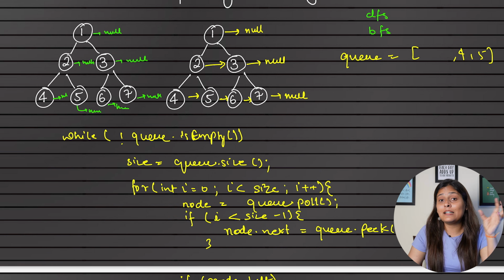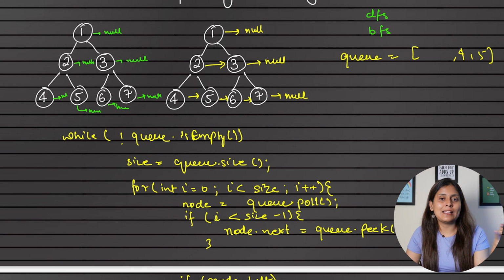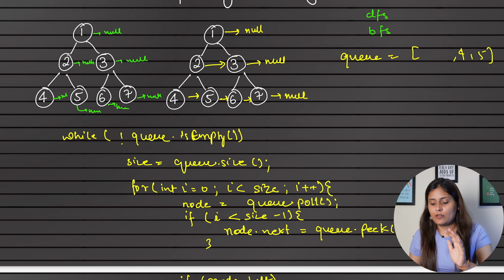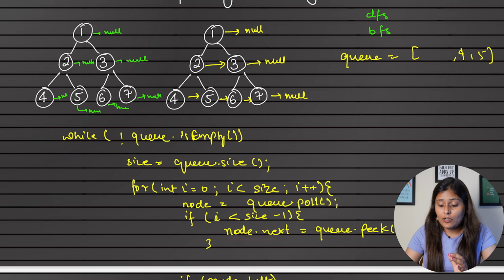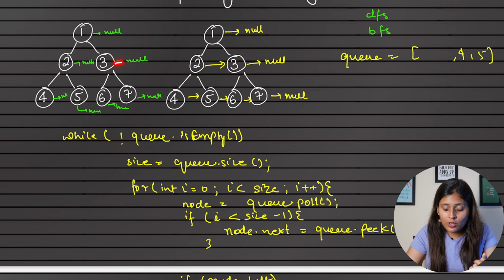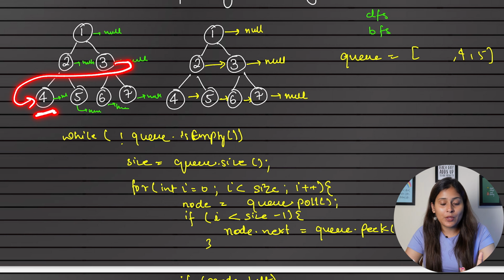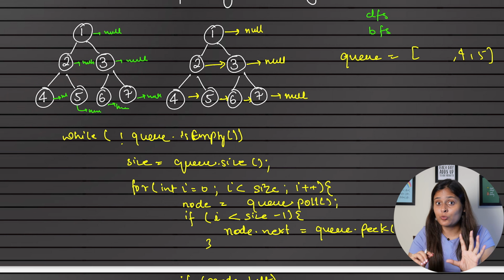No, it means this is the last node present in that level. So we do not need to connect its next to anyone, because if we do that, for the last node also we would connect q dot peek. So what will happen? 3 dot next will get connected to 4, because 4 is what? In the queue, it's the top element, which is not from this level. So hence we need to stop.